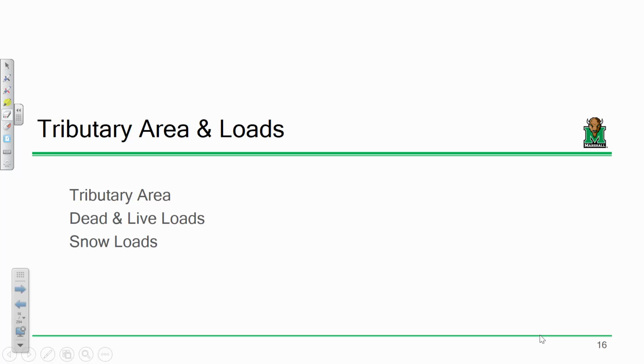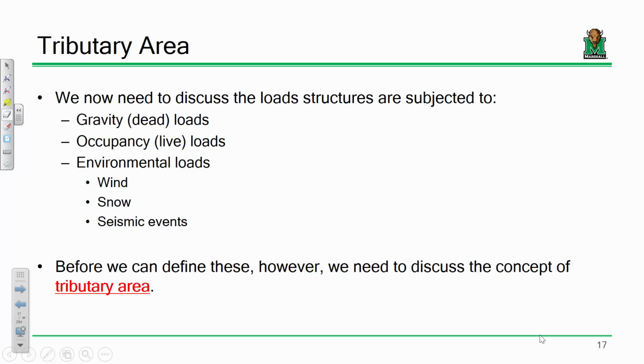What I want to do today is talk about the loads, and about the system itself. In other words, how do we take a system like a building or even a bridge, any structural system, and turn it into something that we can analyze and assess? In order to do that, one of the first fundamental concepts that you need to understand is what's called tributary area.